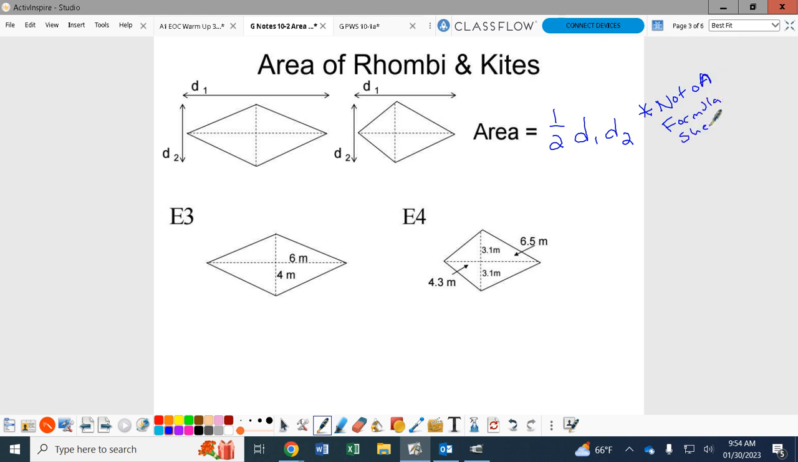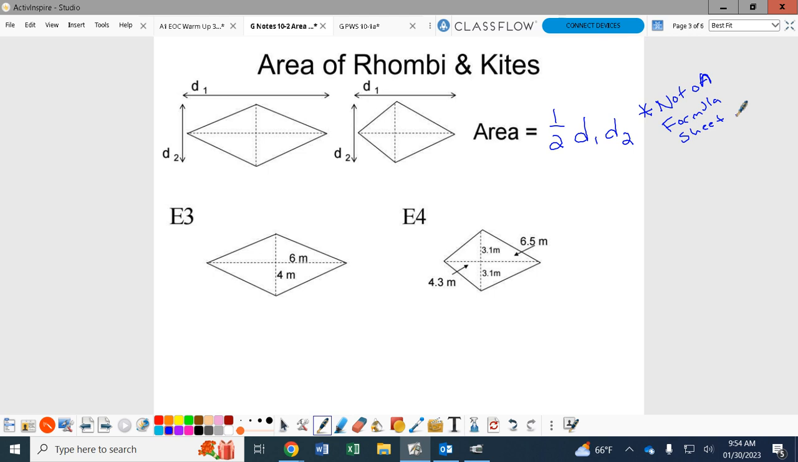Just so we're clear, this one is not on the formula sheet. You've got to know this one. 1/2 diagonal 1 times diagonal 2. The nice thing is it's pretty easy. Guys, you're multiplying the diagonals. 1/2 diagonal 1 times diagonal 2.